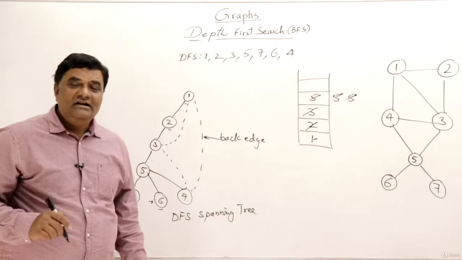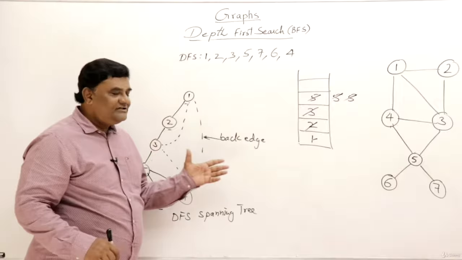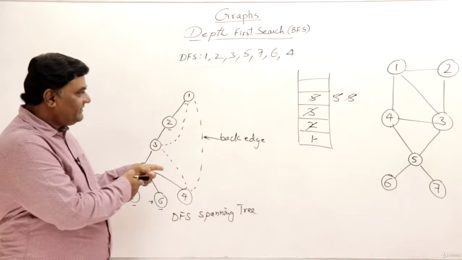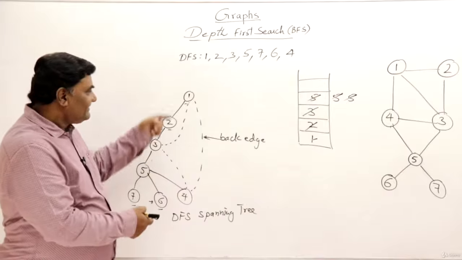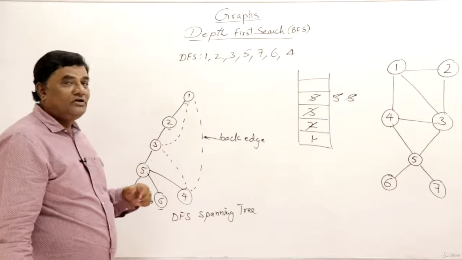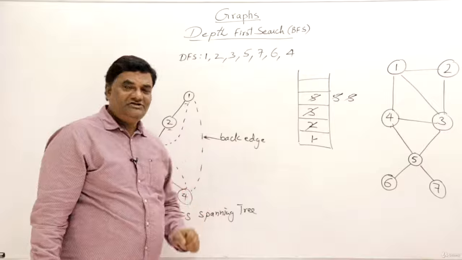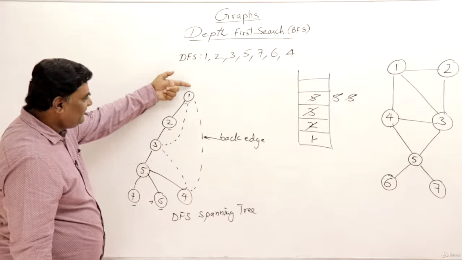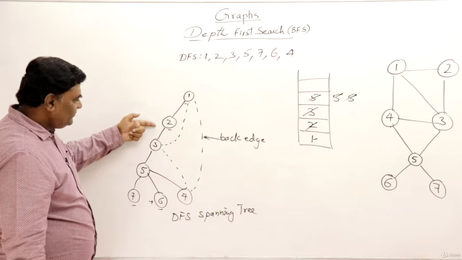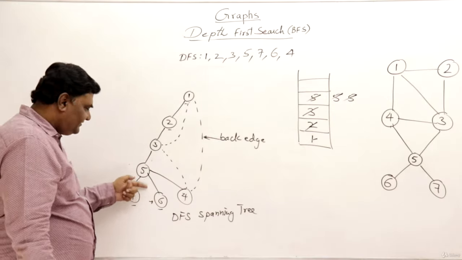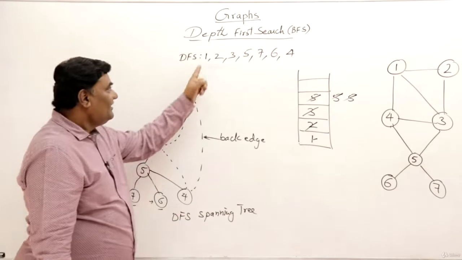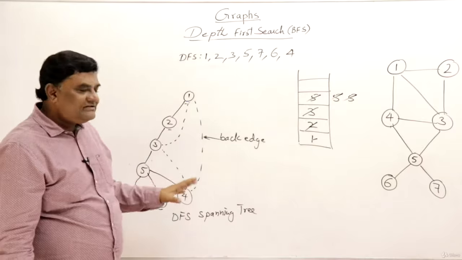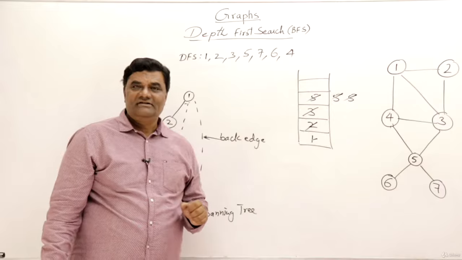Next, I said that depth first search is just like pre-order of a tree. This is the tree, and it is depth-wise generated, not level-wise. Perform pre-order on this one, just by moving a finger: 1, 2, 3, 5, 7, then 6 and 4. 1, 2, 3, 5, 7, 6, 4. So for this tree, it is a pre-order traversal.